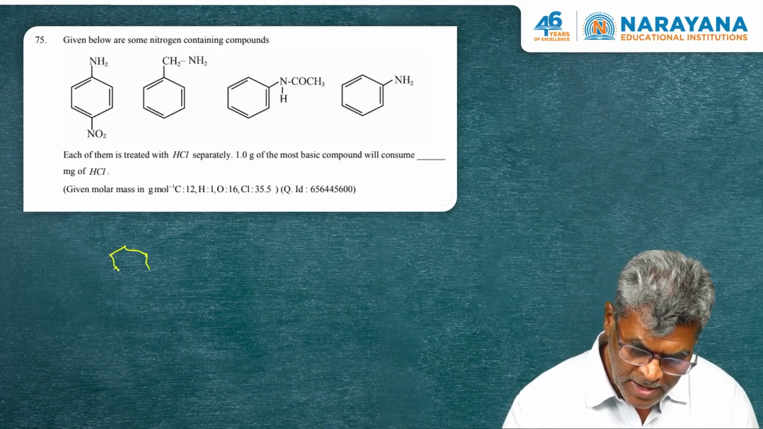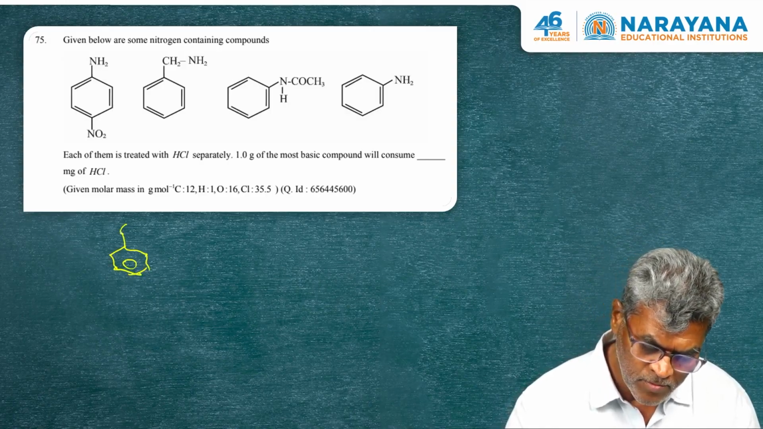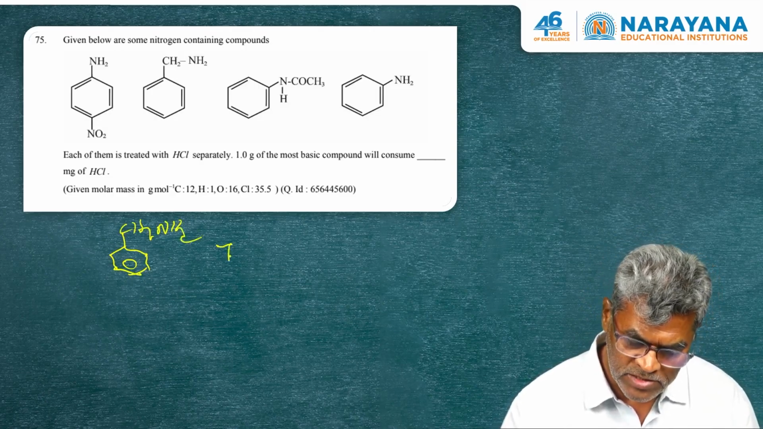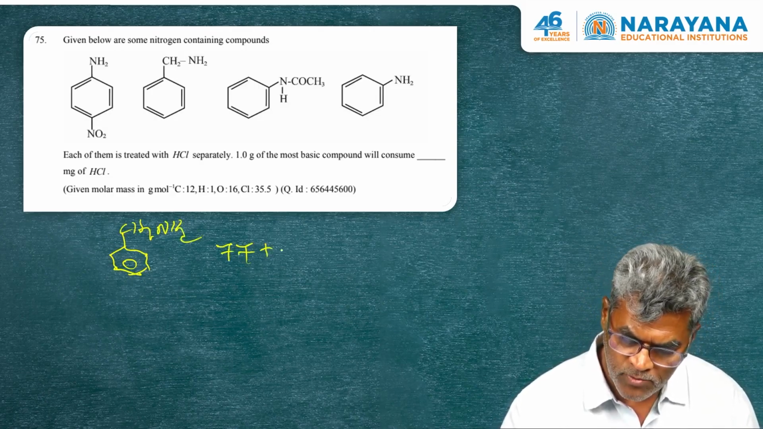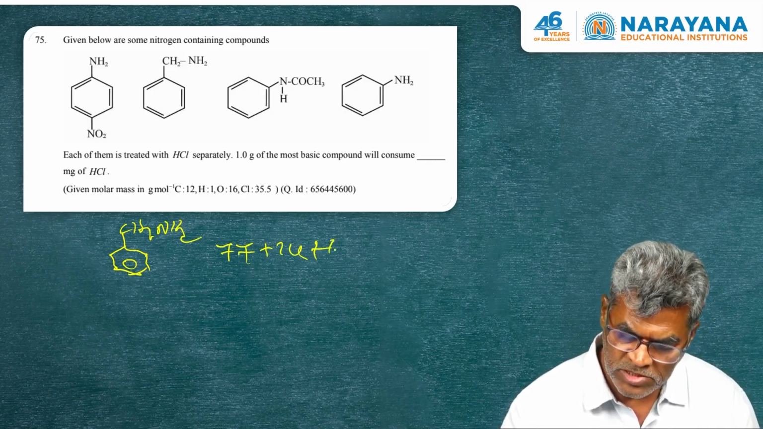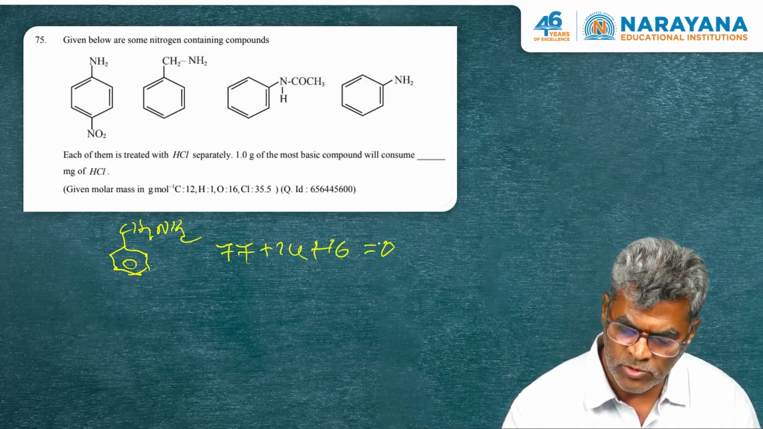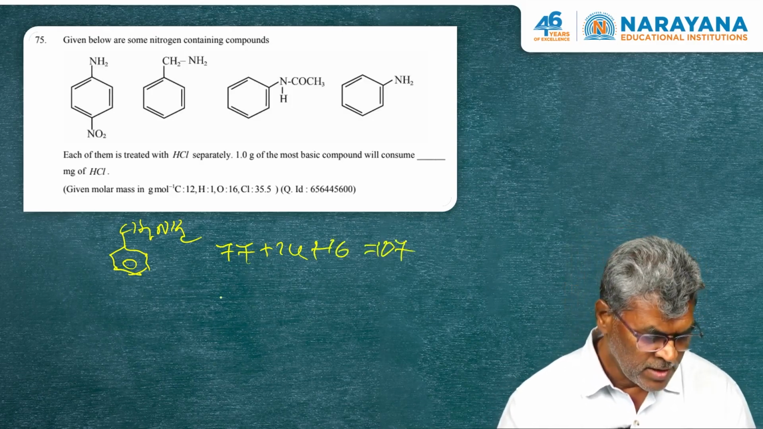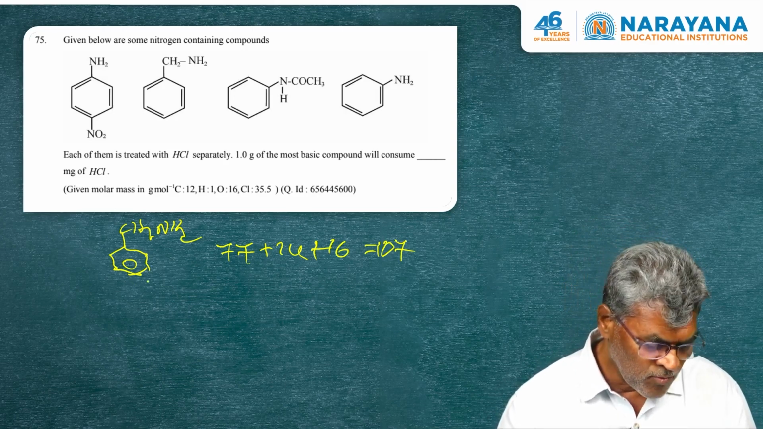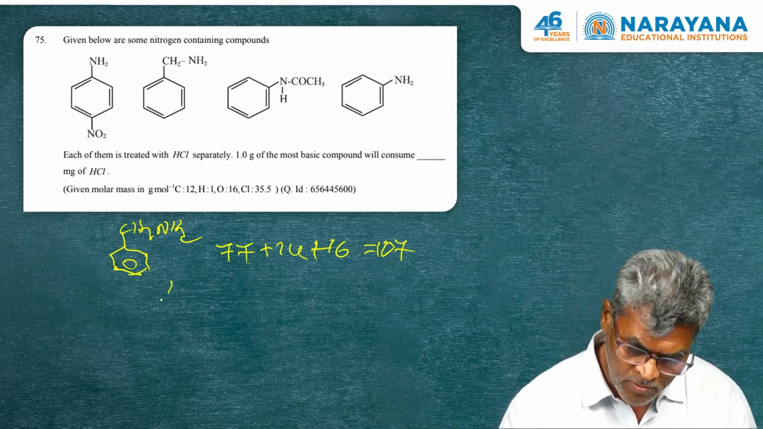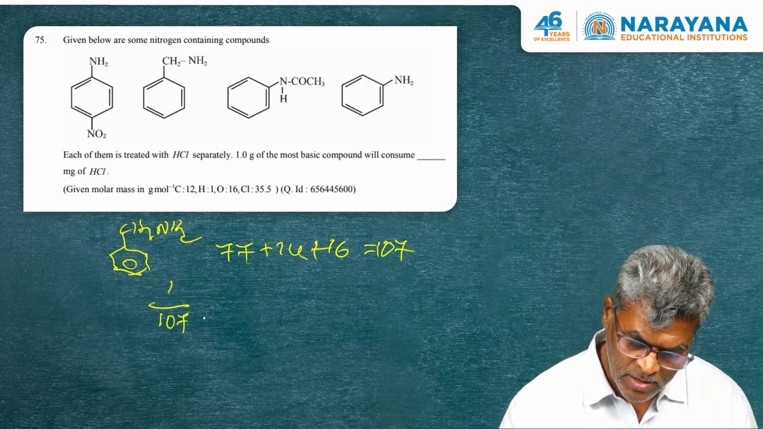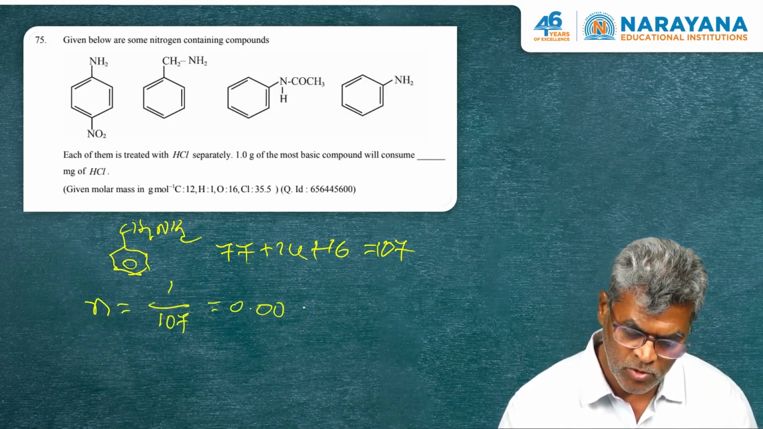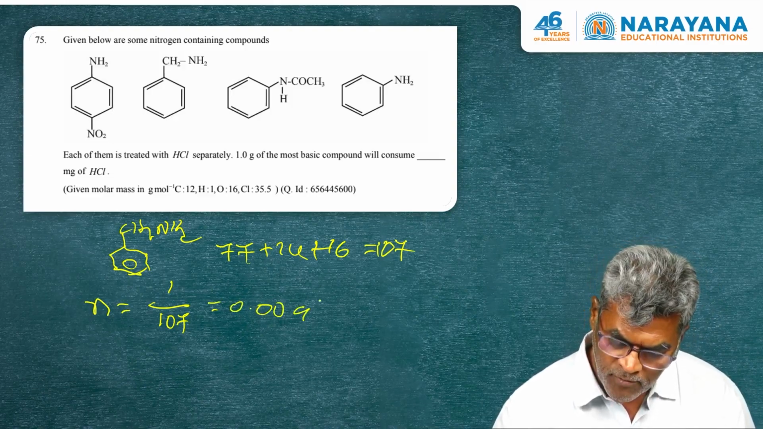If you take benzylamine, if you calculate the benzylamine molecular weight, 77 plus 14 plus 16, overall 107 grams you are going to get. So, if you calculate the number of moles, 1 gram by 107, the number of moles of compound, you are going to get 0.00934.